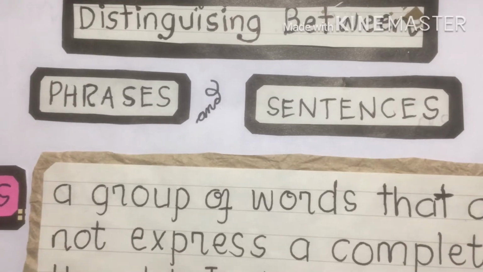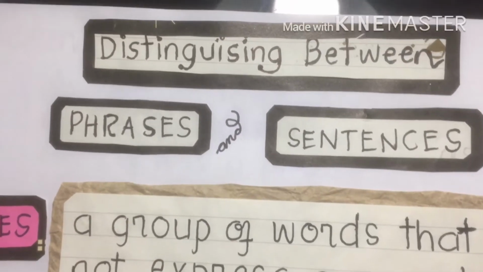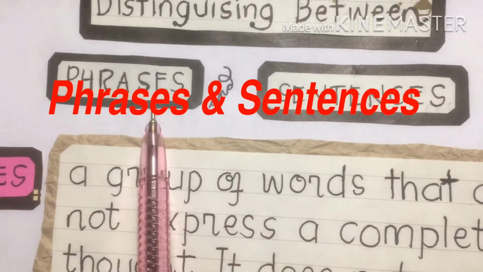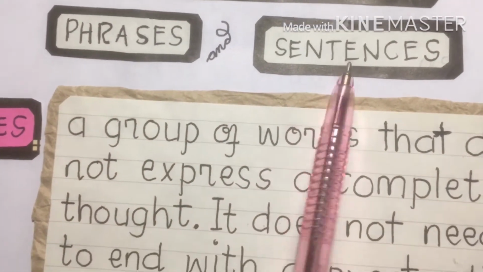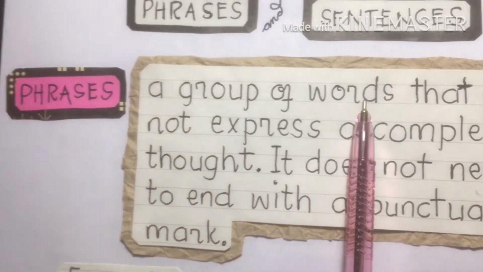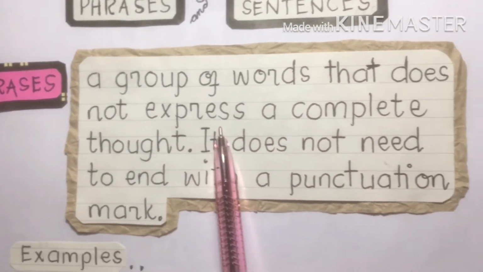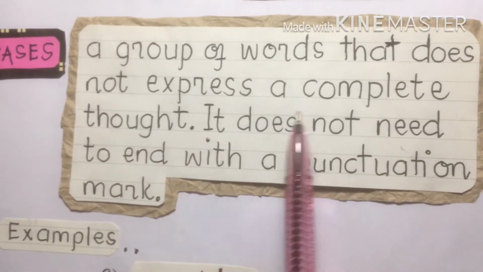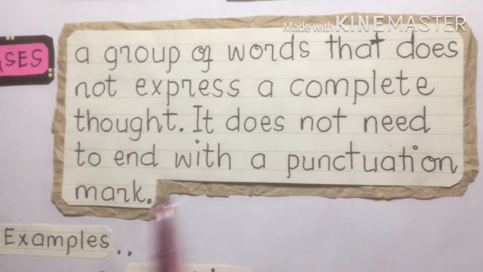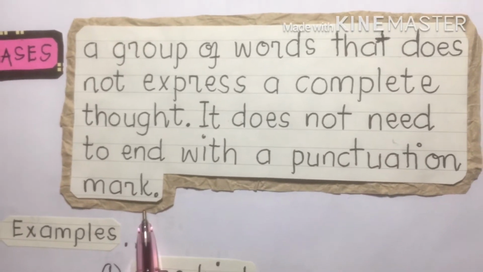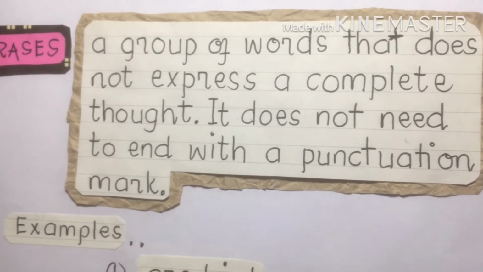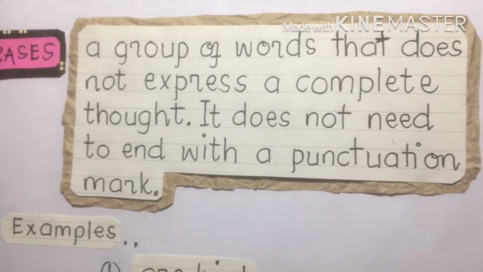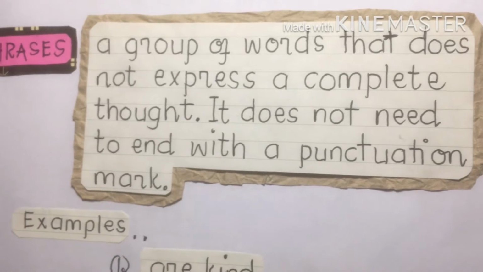So today's video we're going to discuss distinguishing between phrases and sentences. What are phrases and sentences? A phrase is a group of words that does not express a complete thought. It does not need to end with a punctuation mark. That means to say an incomplete idea, incomplete detail. Okay, that's a phrase. We have three examples here.